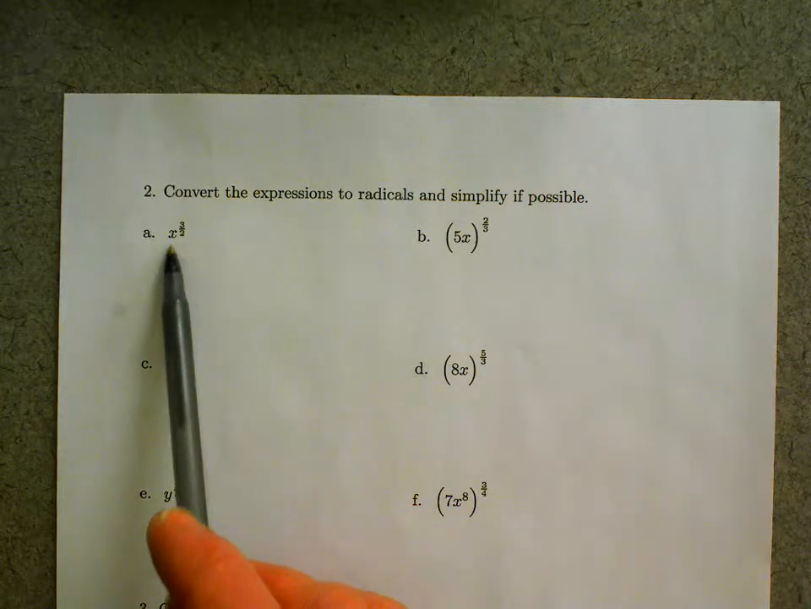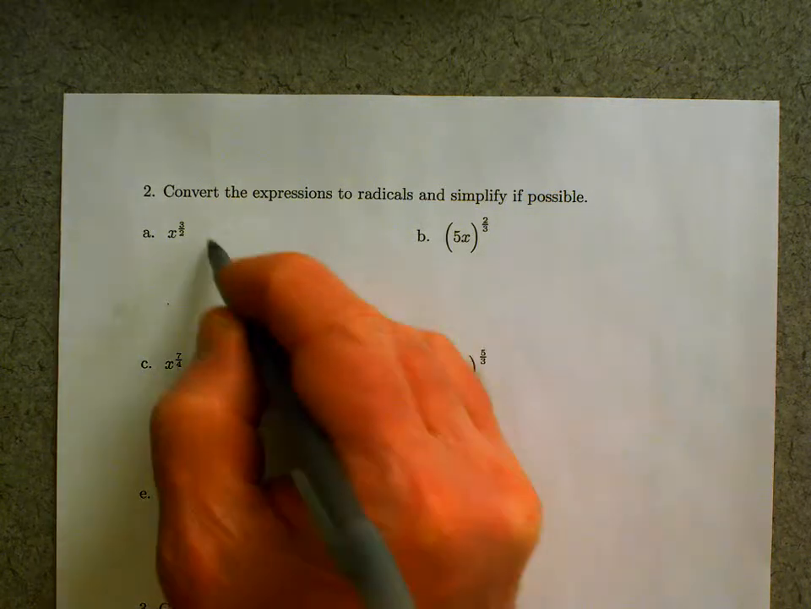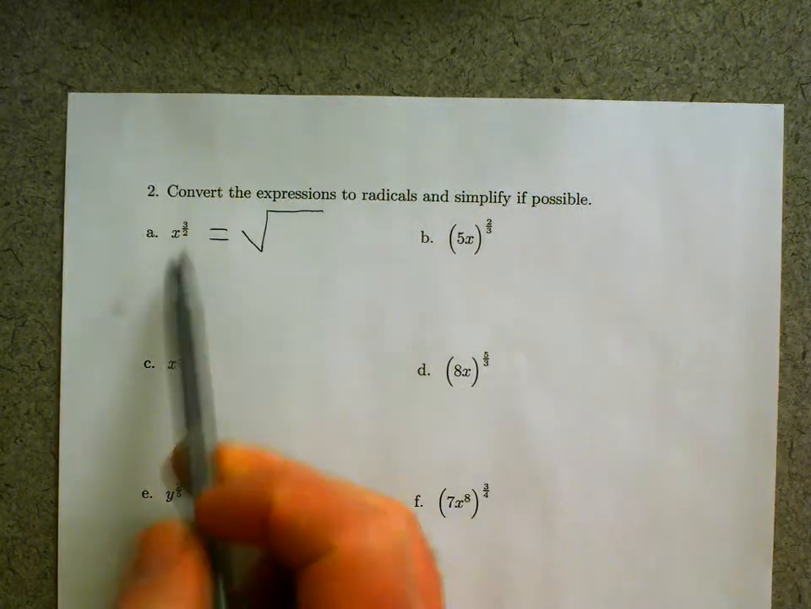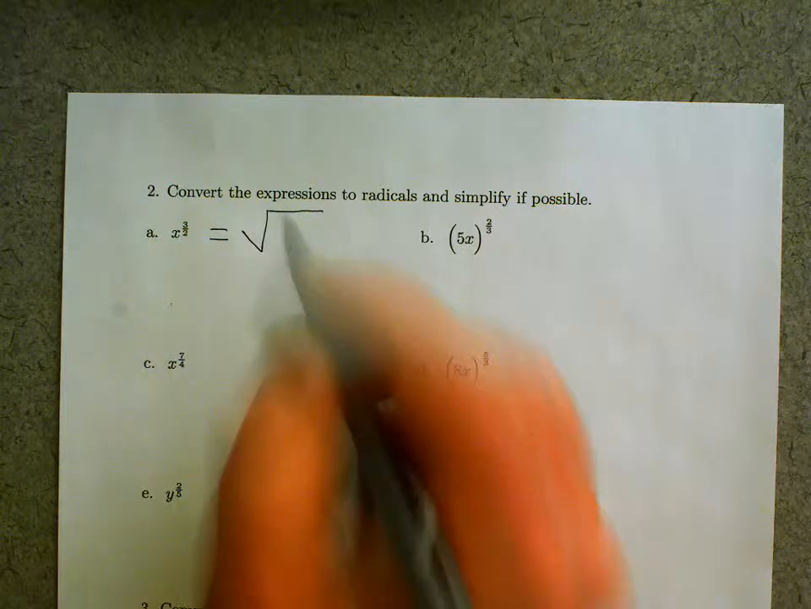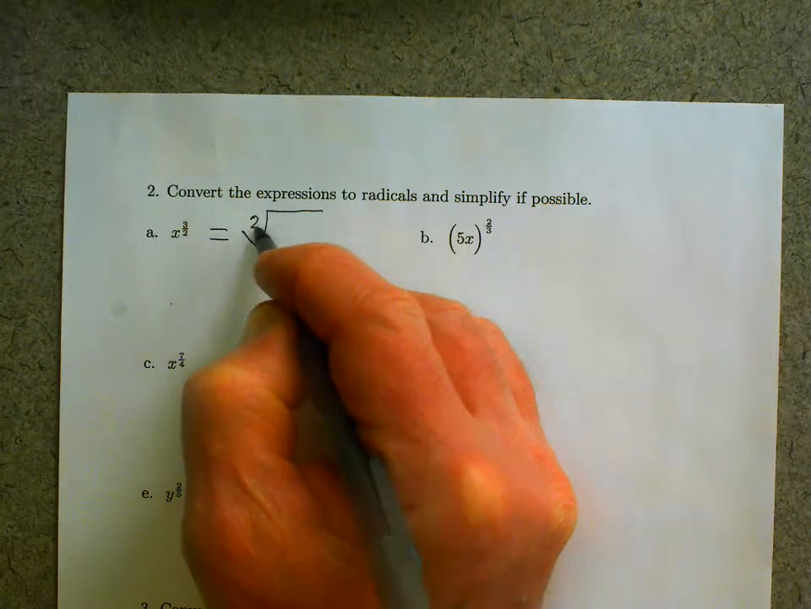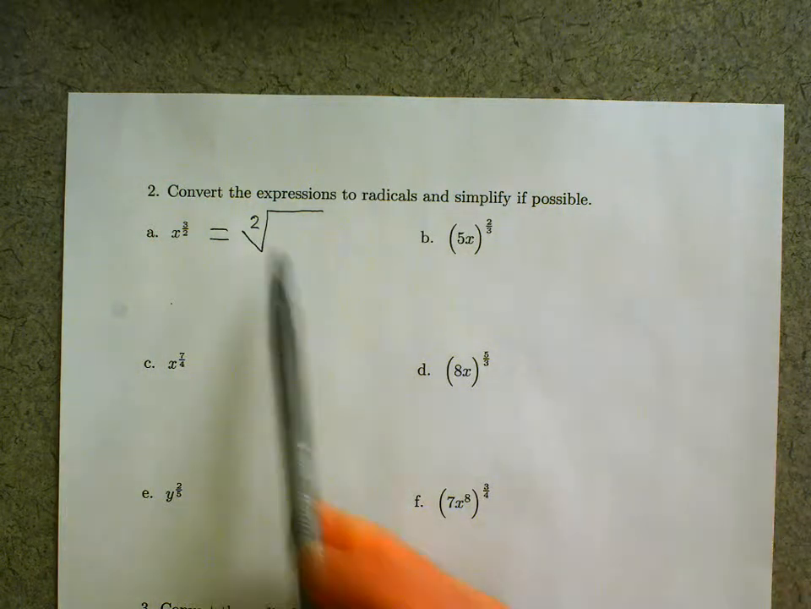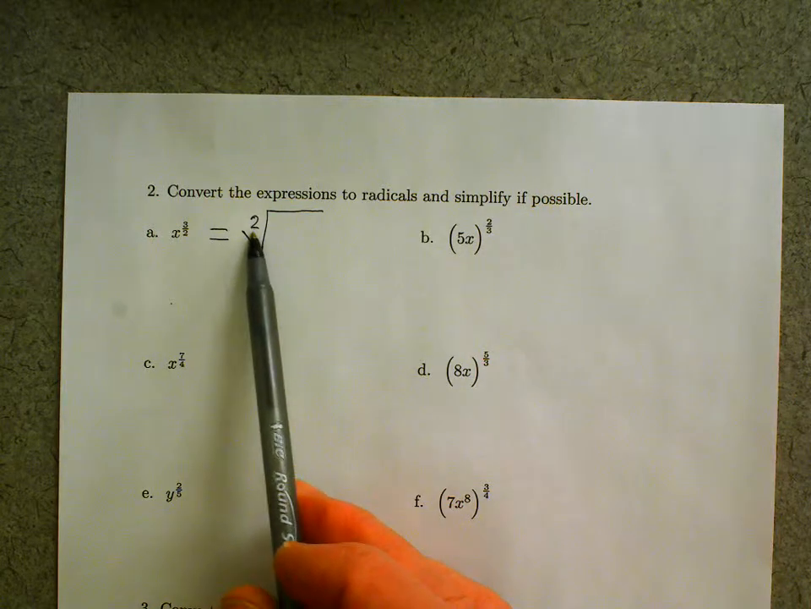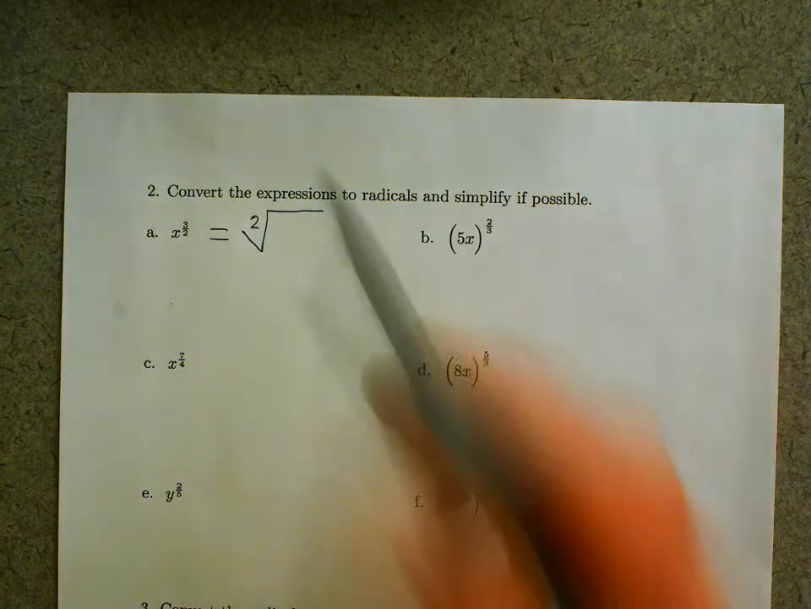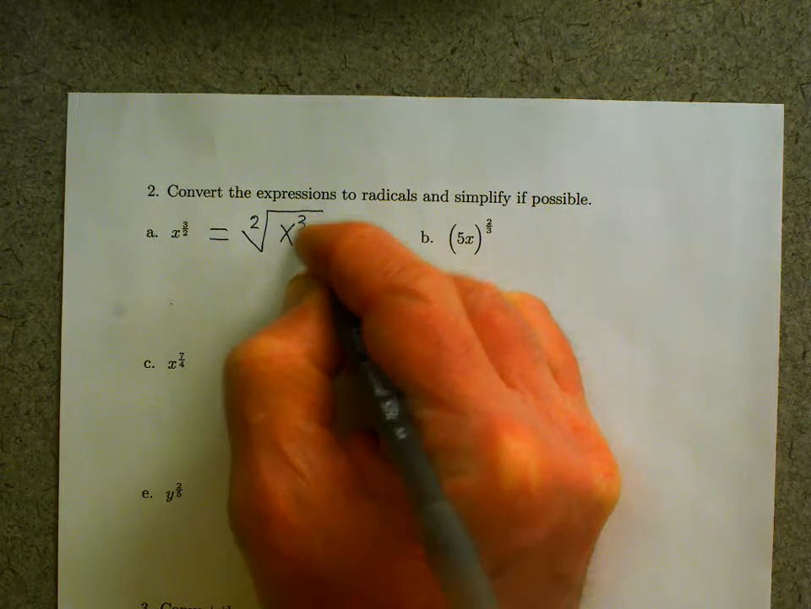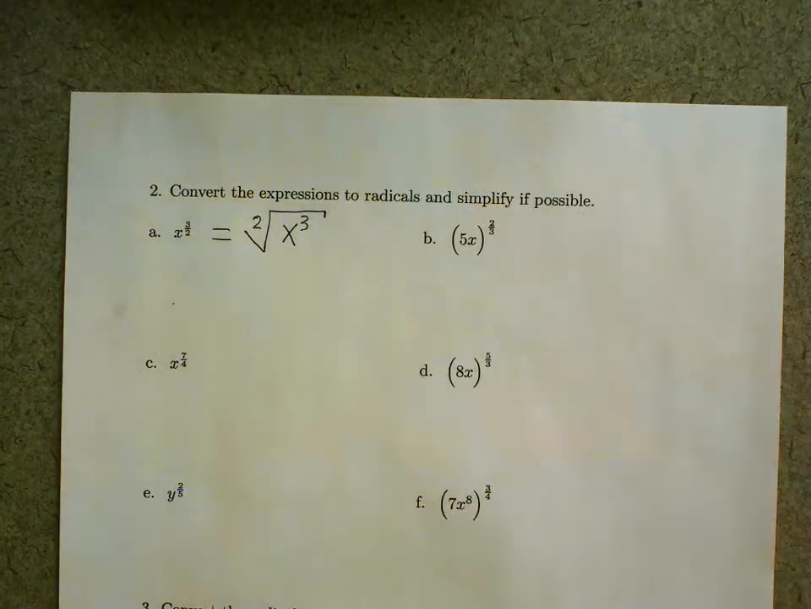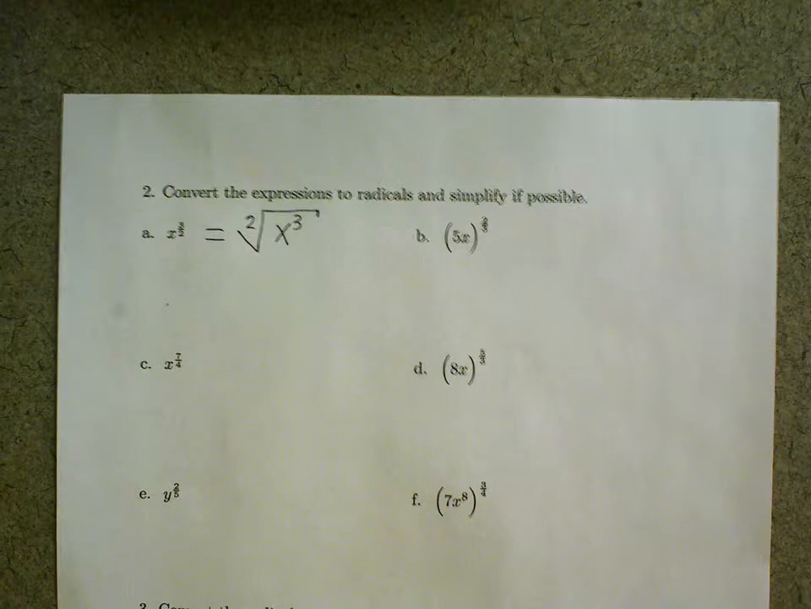Okay, x to the 3 halves. The denominator of the exponent is a 2, so the index of the radical is 2, which is a square root. When the index is 2, you don't need to write it, but we'll go ahead and write it. And then on the inside, we have x to the 3rd. This can be simplified, the square root of x to the 3rd.